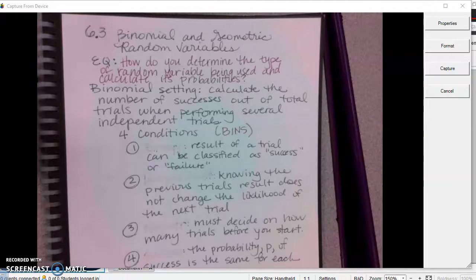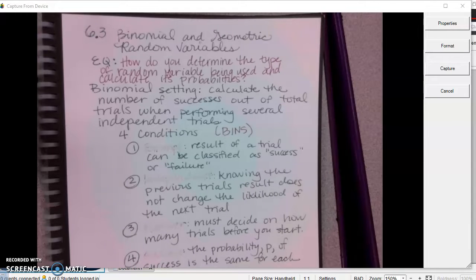So we've talked about normal random variables so far, and we've talked about what makes something normal. And usually we'll say that it's normally distributed in the problem, or we just have assumed that it's normally distributed up until this point. But now we're going to talk about a binomial setting.